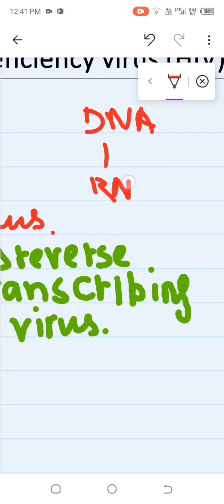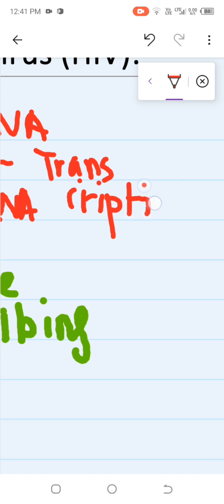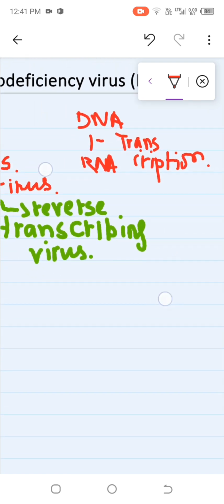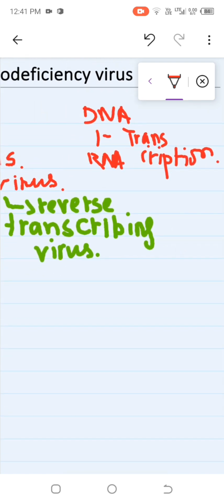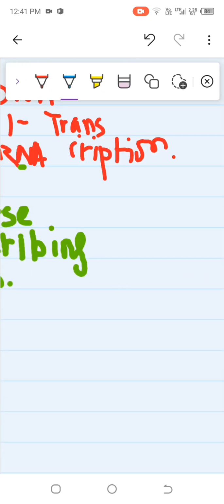RNA. DNA to RNA is transcription. But this is basically the reverse of that. Here we are forming DNA from RNA. In transcription we form RNA from DNA, but in the reverse transcribing virus we form DNA from RNA. So from RNA the DNA is formed.